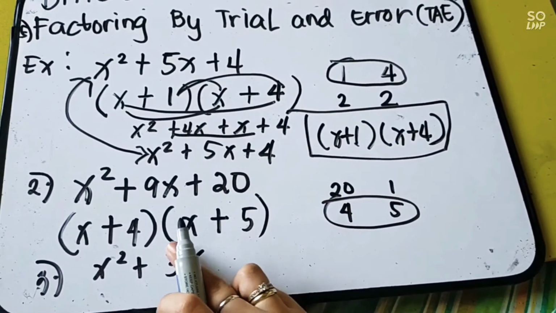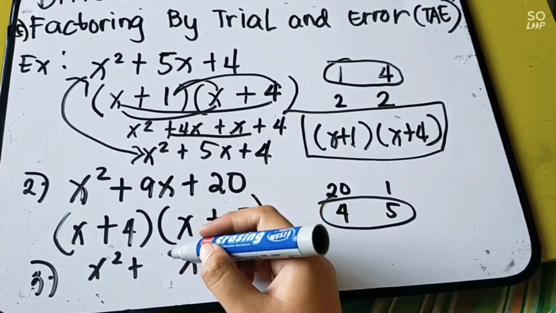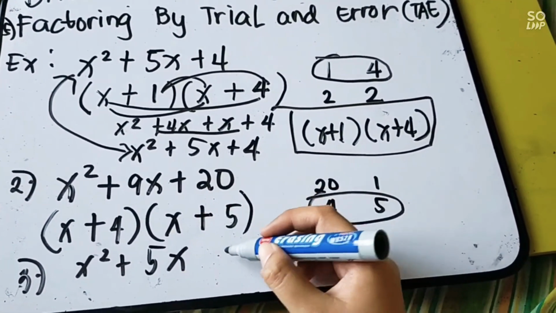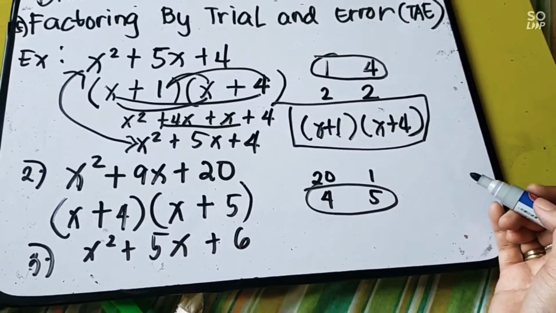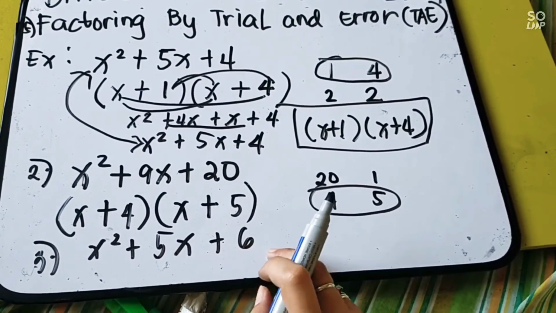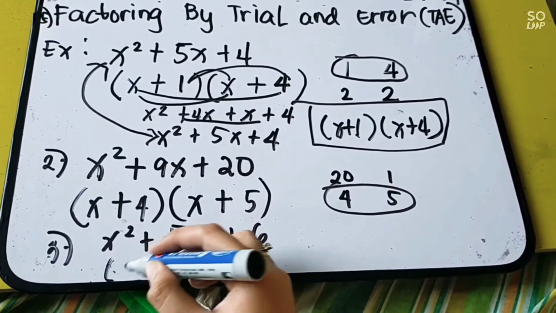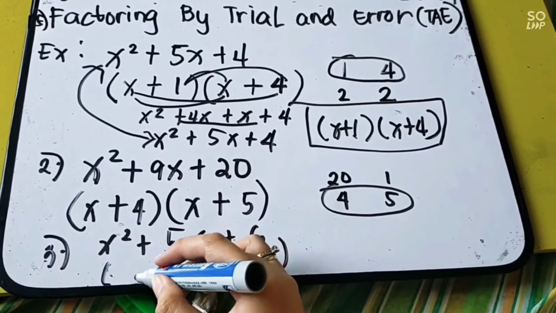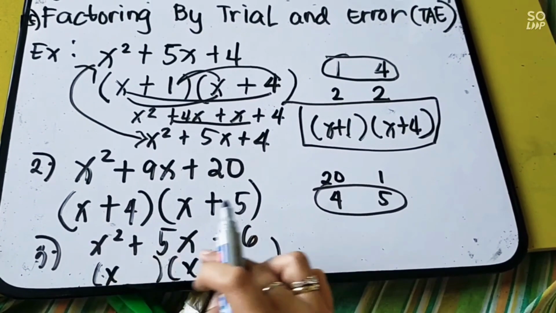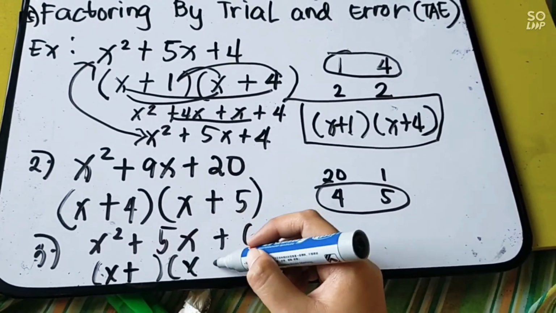3x, x squared plus 5x plus 6. So, let us find the factors. We have x and x. Since they are all positive, use a plus sign for both.